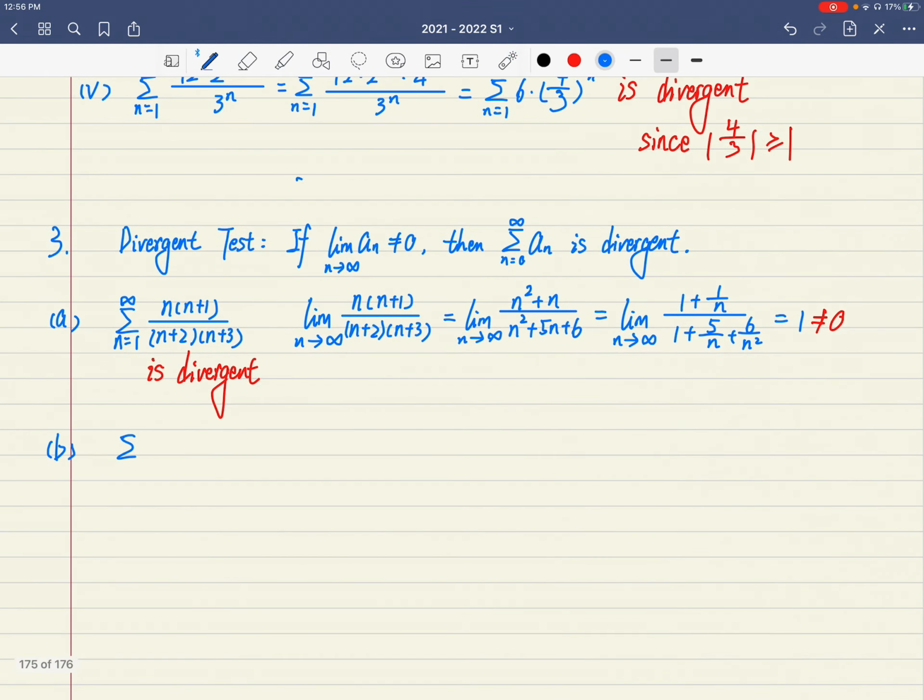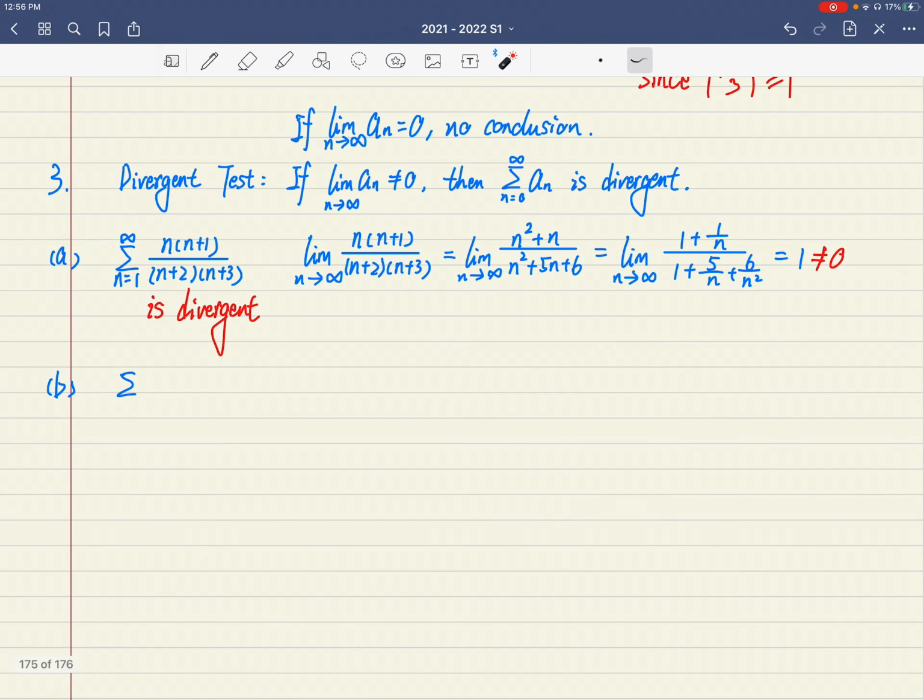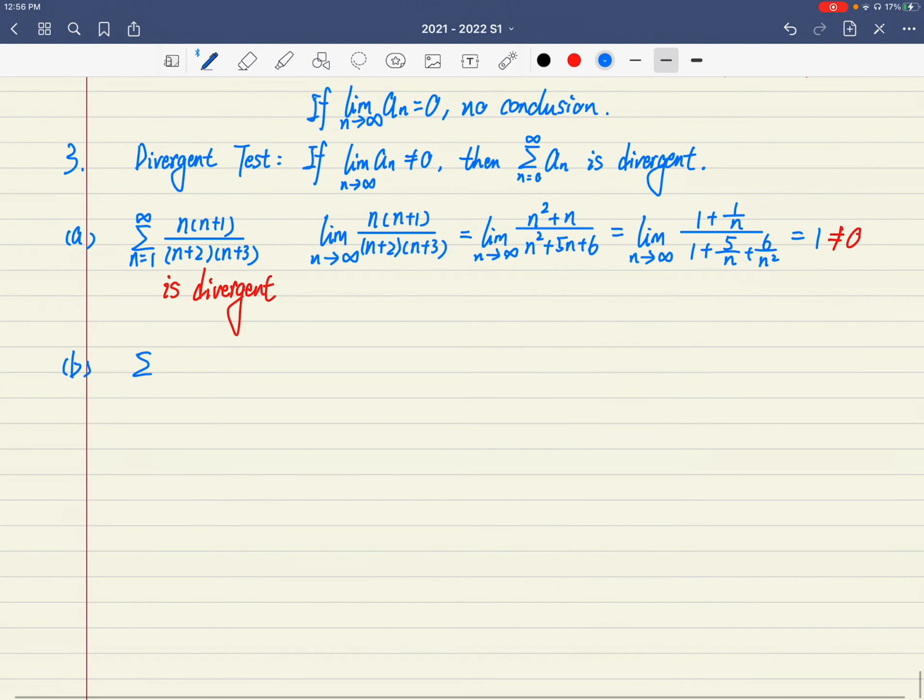So let me write it down here. If the limit is 0, no conclusion, because if it is 0, the series could be convergent, or it could be divergent. So what should you do now? You should apply other methods you've learned. So we wish the limit is not 0, because in that case, we can straightforwardly conclude that it is divergent. But if it is 0, then we can't make any conclusion. We have to use other methods.